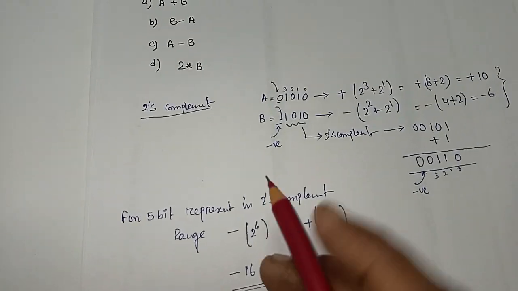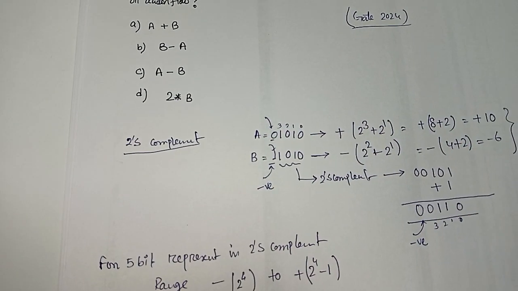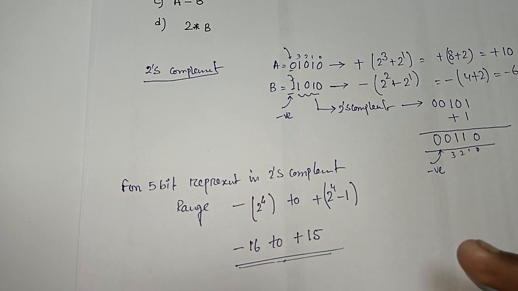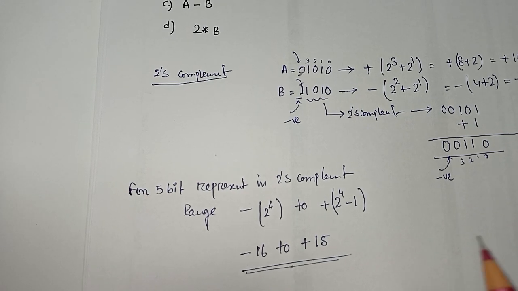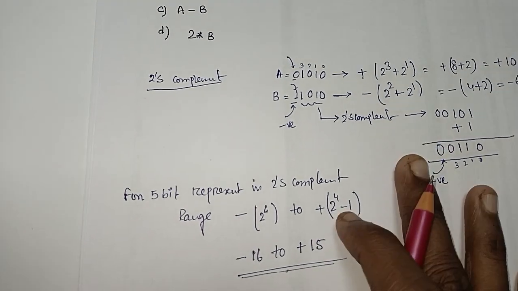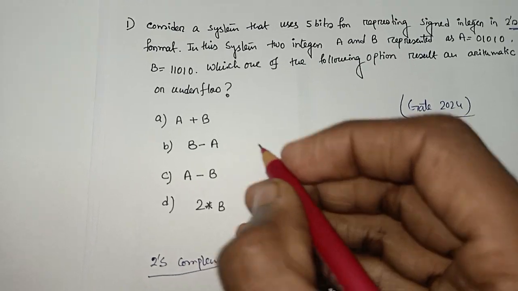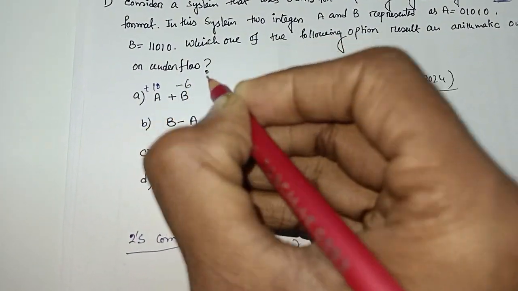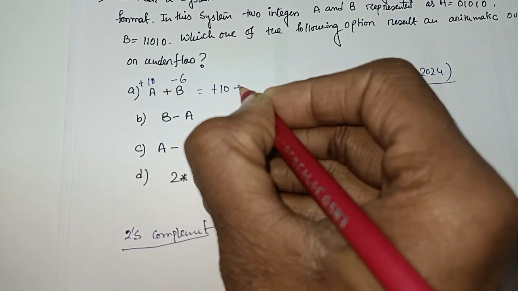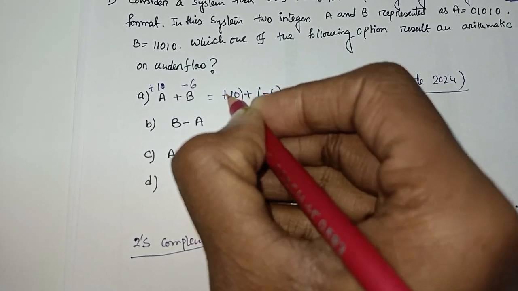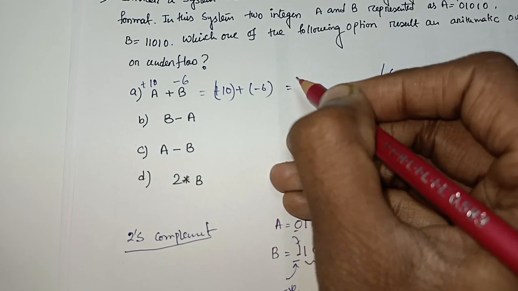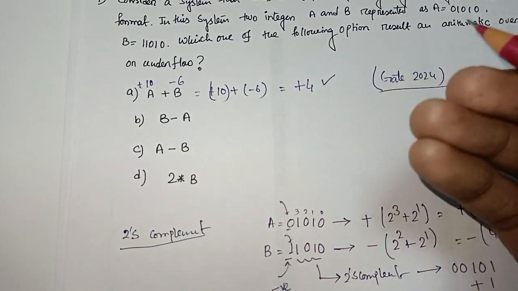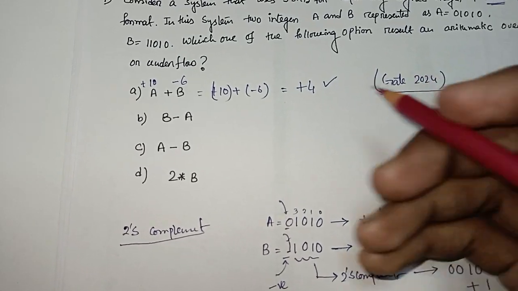We have to perform each operation on the numbers a and b and check if the result falls in this range. If it does, then overflow or underflow does not occur. If it does not fall in the range, then overflow or underflow occurs. So we go one by one. a is positive 10 and b is minus 6. Positive 10 plus minus 6, we get positive 4. So overflow or underflow does not occur.